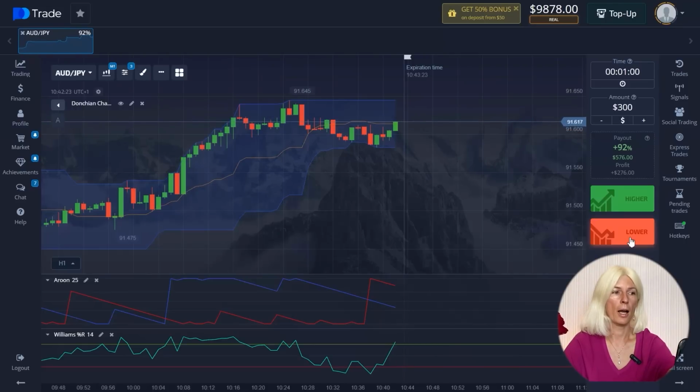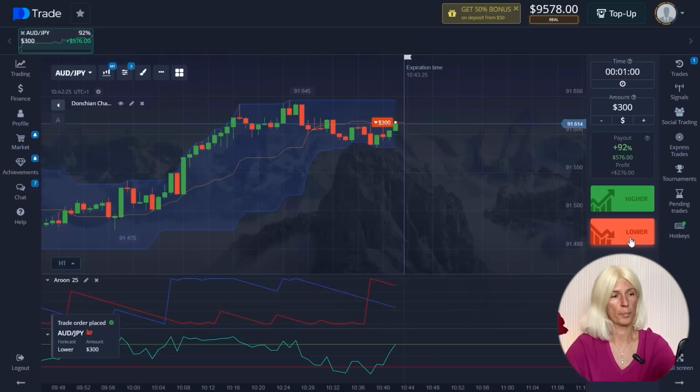Before continuing, I will open another down trade for 1 minute with $300 in. Here I saw the price went above the average downtrend line, but at the same time, the red line of the Aroon indicator was still much higher than its blue line. In such a situation, I expect the price to bounce down.